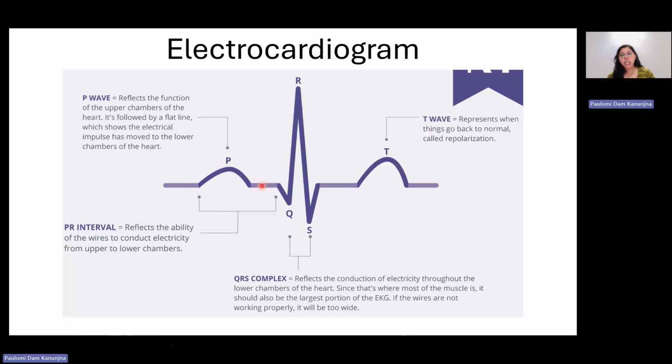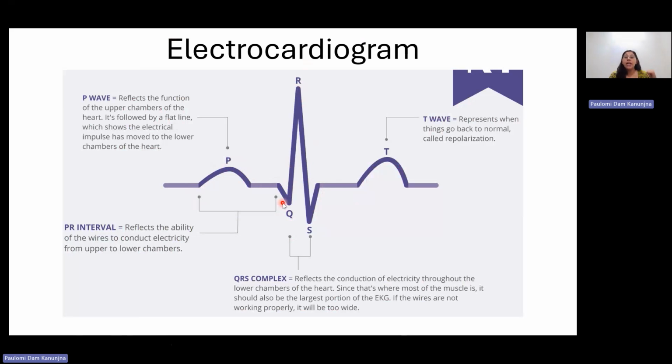Then you have these QRS, right? So the distance of this PR interval, which is the next offshoot, this gap is basically the gap that is taken from the atrial depolarization to the ventricular depolarization.